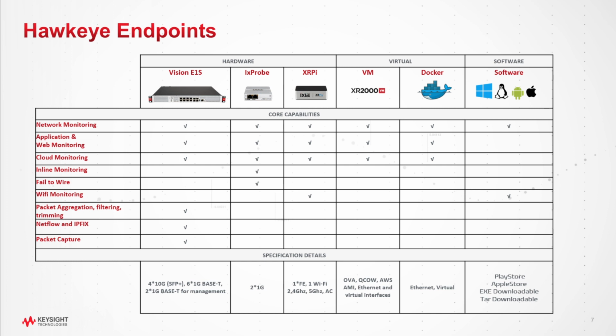Very quickly, these slides will probably be made available to you after the presentation, so you can see some of the differences between the hardware and the software endpoints. As we would say with Wi-Fi monitoring, we only have the XR Pi and the software endpoints because they have the Wi-Fi NIC cards required for that type of transaction. If you want to do things like web application monitoring, you would need to use a hardware device, the XR2000, or Docker deployments.